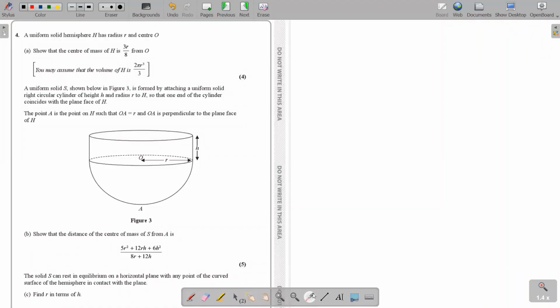Okay, moving to question number 4. They say a solid hemisphere H has radius R and center O. Show that the center of mass of H is 3R over 8 from O, and you may assume that the volume of H is 2 pi R cubed over 3.